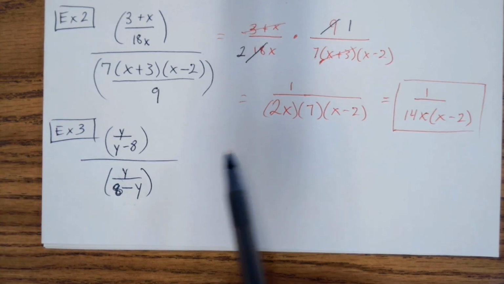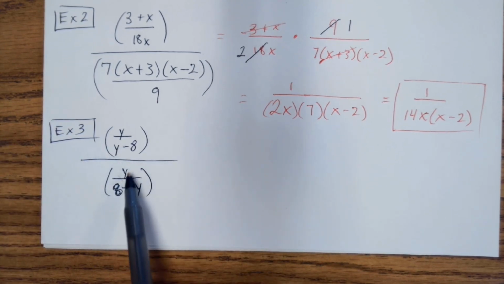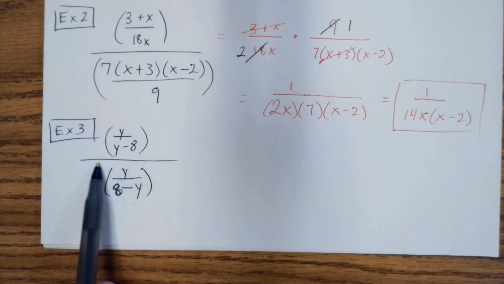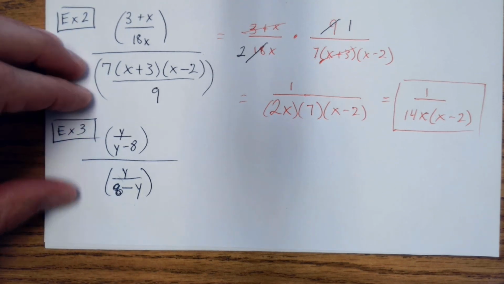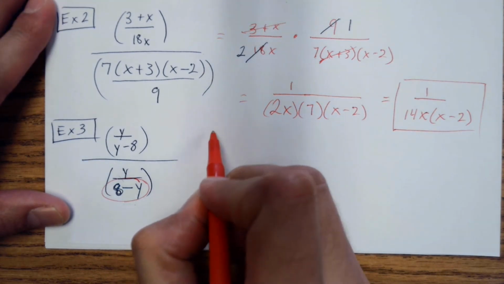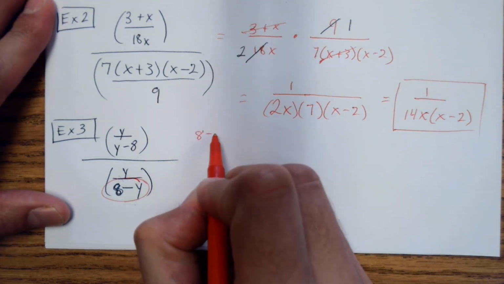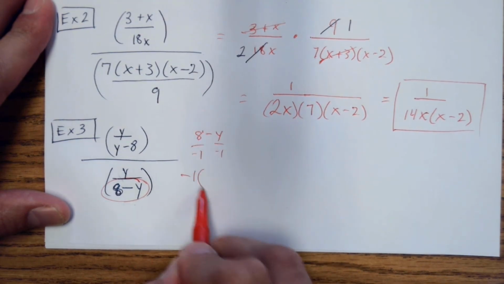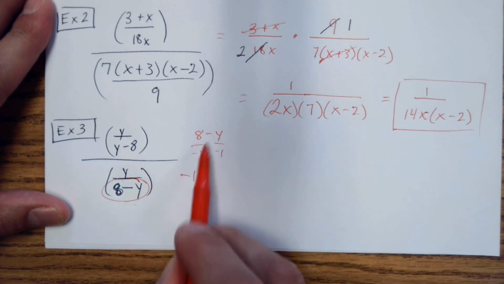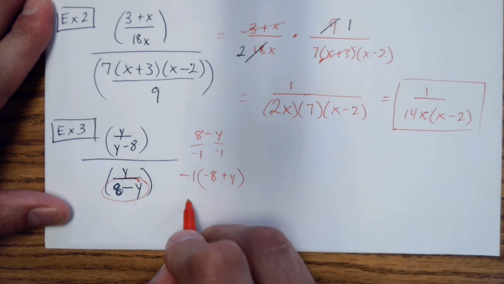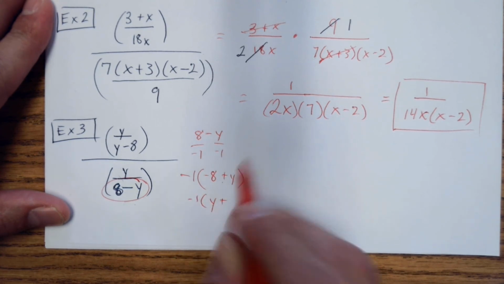So y divided by y minus 8, all of that divided by y divided by 8 minus y. So keep this one, change this to multiplication, flip the second one. All right, so the trick is for this piece here. So I'm going to do this as an aside. 8 minus y, you can factor out a negative 1. Whatever you divide by goes on the outside of the parentheses. And then that's negative 8 plus y, which, since there's a plus in the middle, you can switch them. So negative 1, y minus 8.